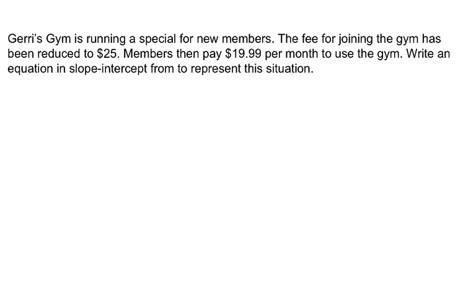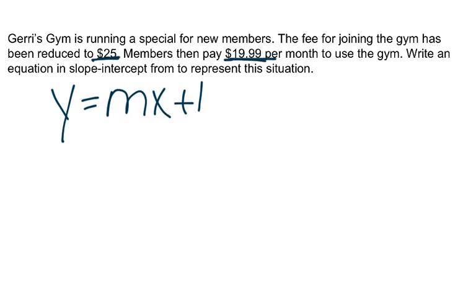Jerry's Gym is running a special for new members. The fee for joining the gym has been reduced to $25. Members then pay $19.99 per month to use the gym. Write an equation in slope-intercept form to represent this situation. Well, I know I have two numbers in here that are important, and I know I'm trying to put it in y equals mx plus b. Now I have to look at those two numbers and decide which one is which, okay?